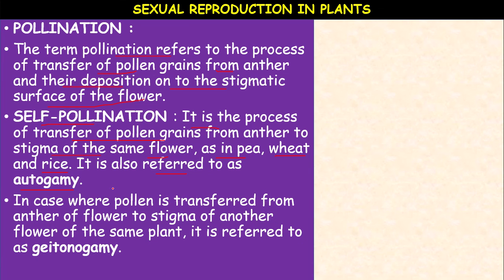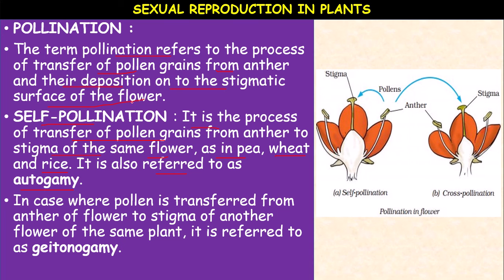Another type is also there, called geitonogamy. Geitonogamy is the transfer of pollen grains from the anther to the stigma of different flowers present in the same inflorescence or on the same plant. Geitonogamy is genetically equivalent to self pollination, but ecologically it is cross pollination. Autogamy and geitonogamy, these are the two types of self pollination.